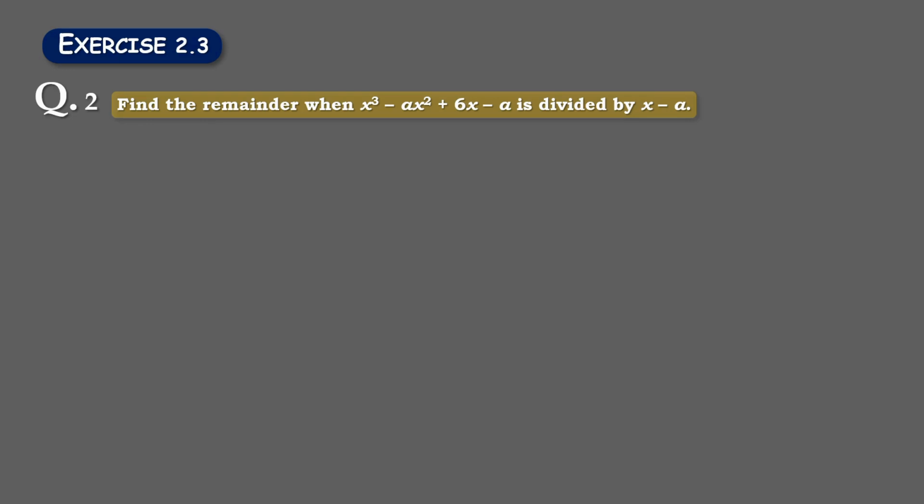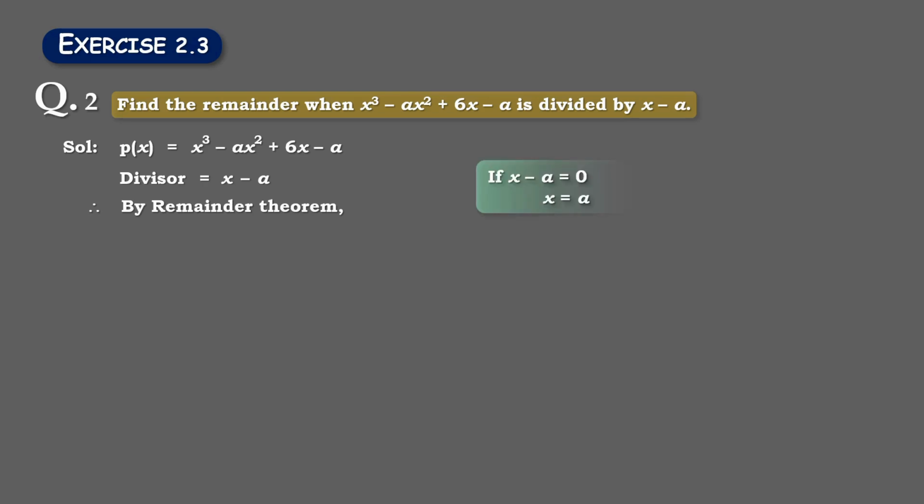Question. Find the remainder when x cubed minus ax squared plus 6x minus a is divided by x minus a. Solution. Let p of x be equal to x cubed minus ax squared plus 6x minus a. The divisor is x minus a. According to the remainder theorem, if a polynomial is divided by x minus a, then the remainder is obtained by substituting x equals a in the polynomial.